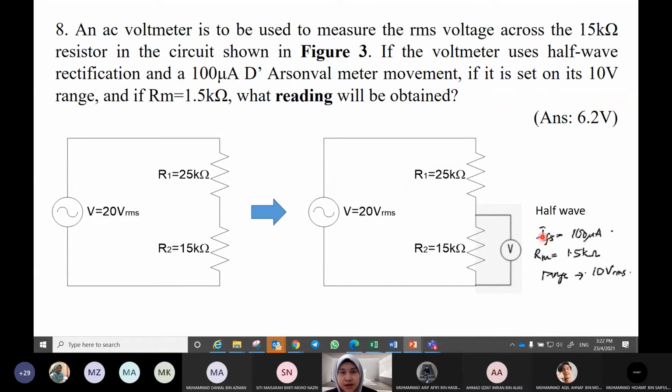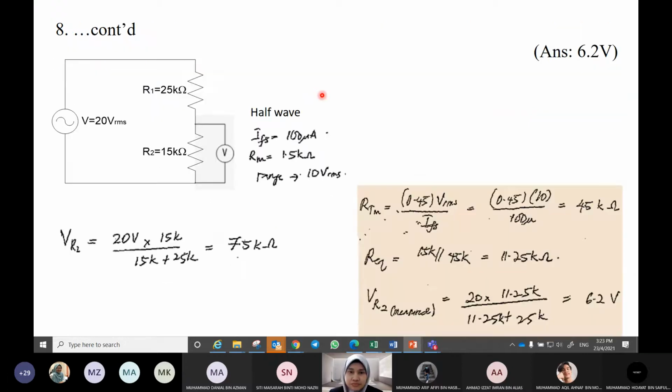The IFSD of the voltmeter is 100 microamps. Rm is equal to 1.5 kilo ohm, and the range for this voltmeter is 10 volt. Okay, so how to find the voltage of R2 read by the voltmeter?